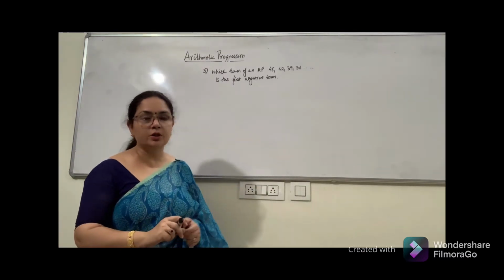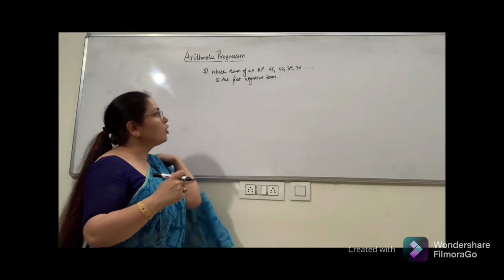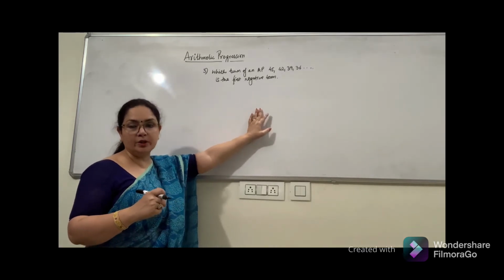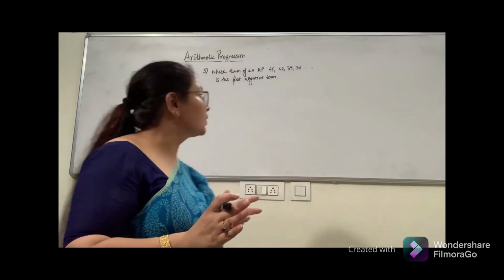Moving on to the third question. Which term of the AP 45, 42, 39, 36 is the first negative term? So how will we calculate the first negative term? First negative term means we are going to find the term which is zero.